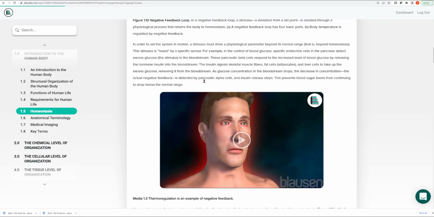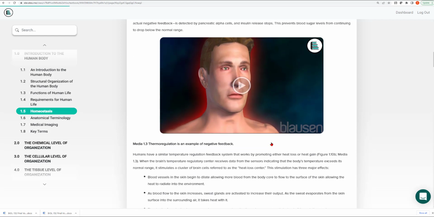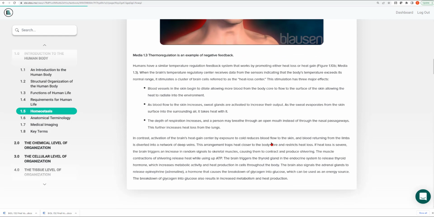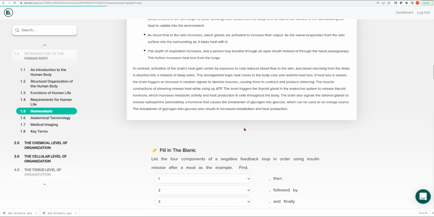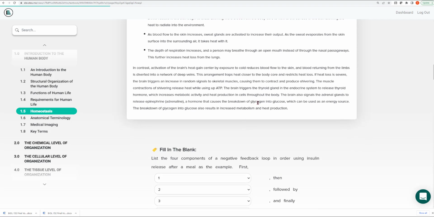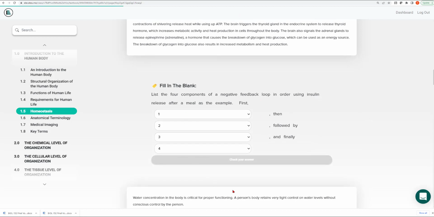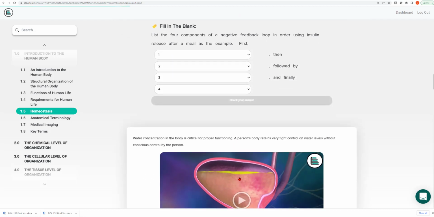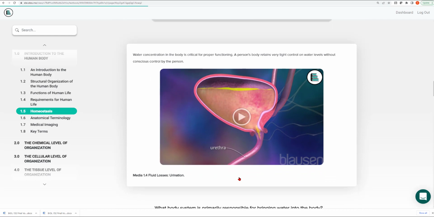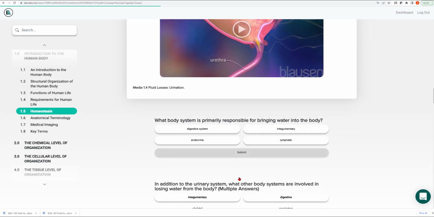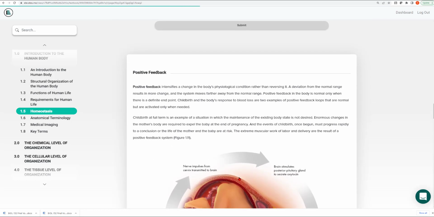There's a few other examples provided here about this. One is about your blood sugar levels. And this little video also talks about thermoregulation and how negative feedback is involved with thermoregulation. So definitely read through these examples and then watch the video as well. Answer the questions.